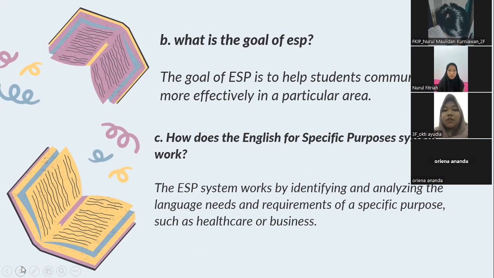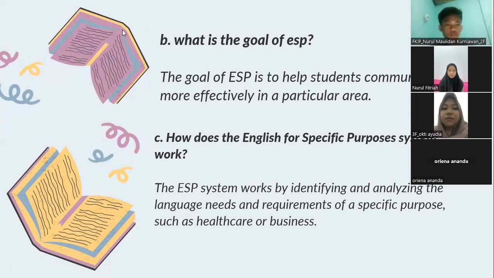For example, someone studying ESP might learn specific vocabulary related to a particular industry, such as medical terminology or accounting terms, in order to be more effective in their job. How does the English for Specific Purposes system work? The ESP system works by identifying and analyzing the language needs and requirements of a specific purpose, such as healthcare or business. Teachers then use targeted language instruction and materials to help students develop the language skills necessary for that purpose, while also helping them build their overall competence in written and oral communication.